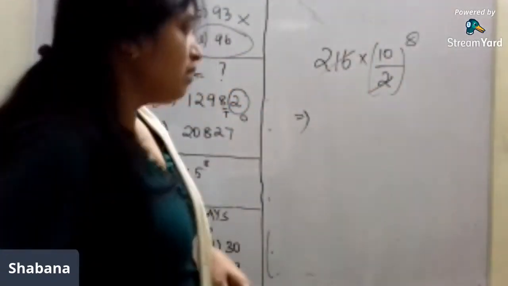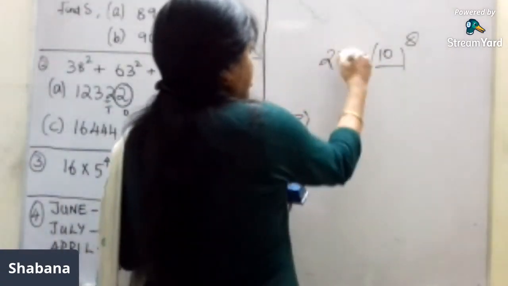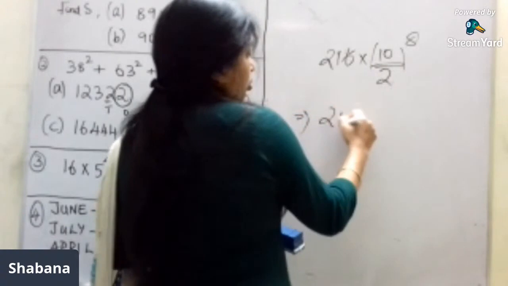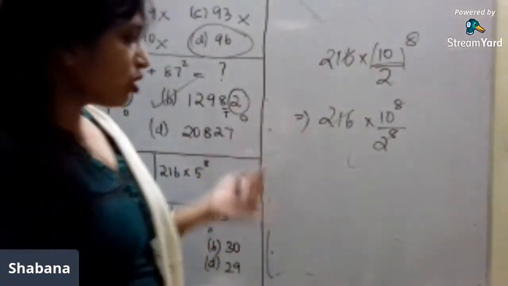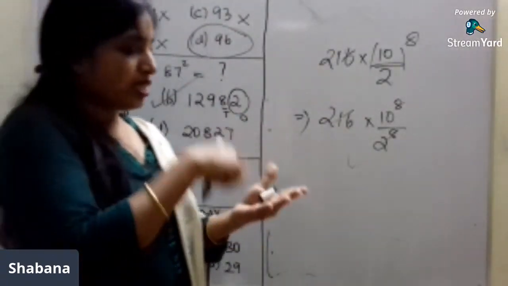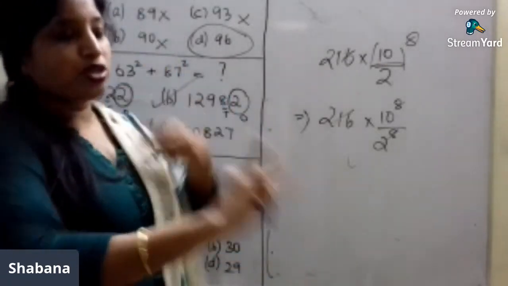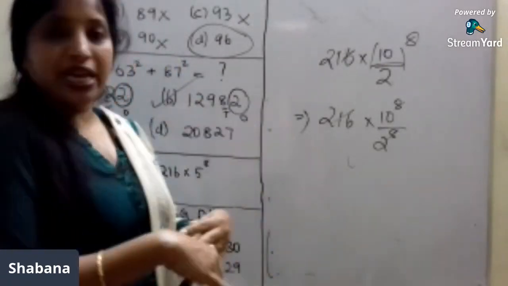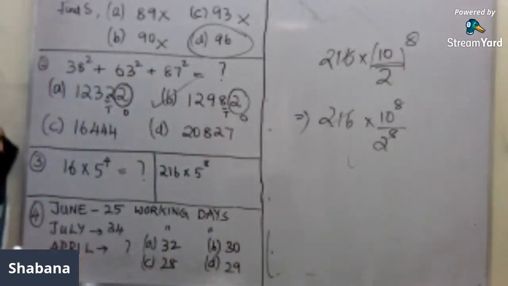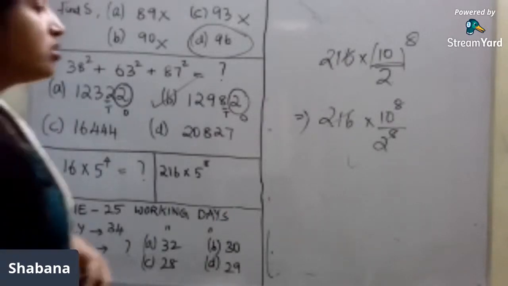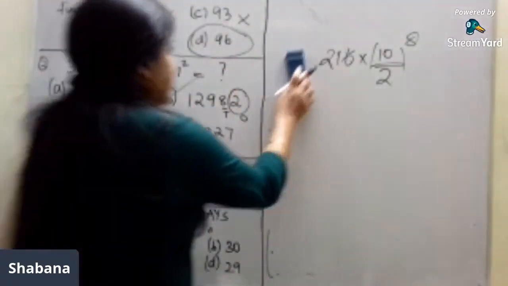So, even for your better understanding, let me not do this. 216 into 10 by 2, so you take 216 into 10 power 8 divided by 2 power 8. We'll just cross verify. 2 2 is 4, 4 2 is 8, 8 2 is 16, 16 2 is 32, 32 2 is 64, 64 2 is 128, 128 into 2. Okay, so you can directly say 10 power 8 will be your answer.